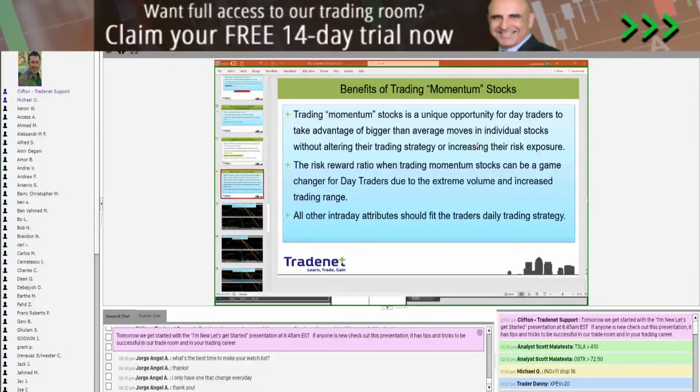Summary of the benefits of trading momentum stocks. A unique opportunity for day traders, guys. Remember, we are the only ones that can take advantage of institutional traders moving in and out of stocks. That's pretty much the momentum. Okay, when they gather and fight for positions, this is where we can take advantage and get long, and the other way to get short. And we're doing it without basically changing our strategy.